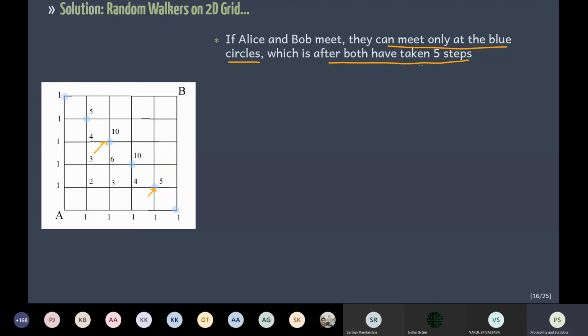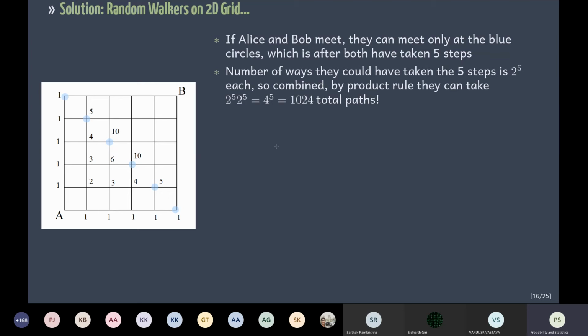Okay, so how many ways Bob can take 5 steps, how many ways Alice can take 5 steps. Now things are more or less clear in our head. So the number of ways they could have taken 5 steps is 2 to the 5 each, right? Bob can take 5 steps because there are 1, 2, 3, 4, 5, right?